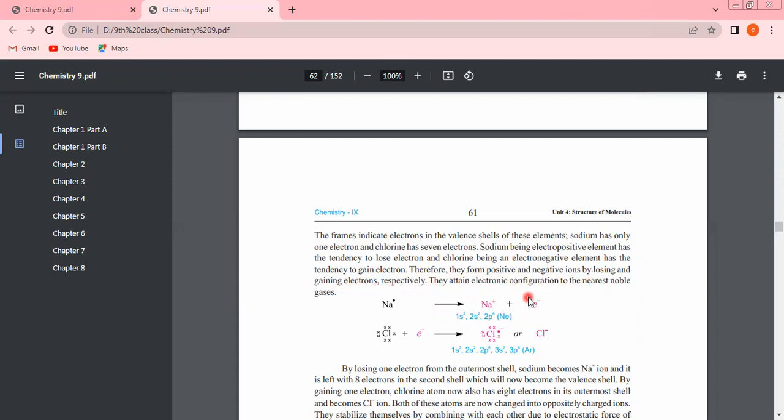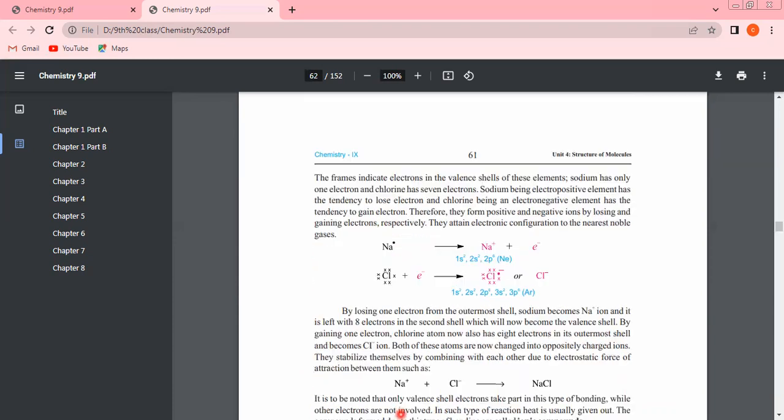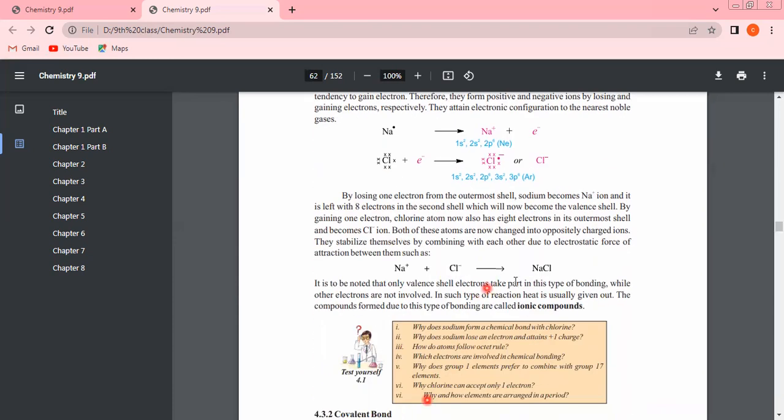They attain electronic configuration of the nearest noble gases. By losing one electron from the outermost shell, sodium becomes Na+ ion, and it is left with 8 electrons in the second shell, which now becomes the valence shell. By gaining one electron, the chlorine atom also has 8 electrons in its outermost shell and becomes chloride ion. Both of these atoms are thus changed into oppositely charged ions.